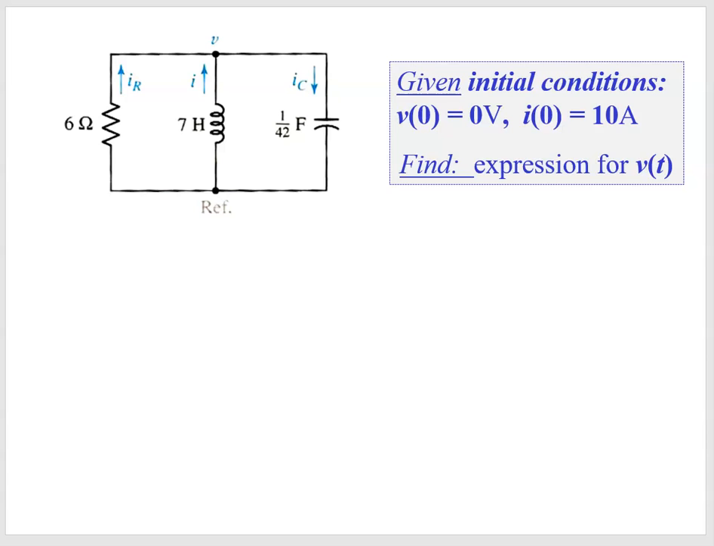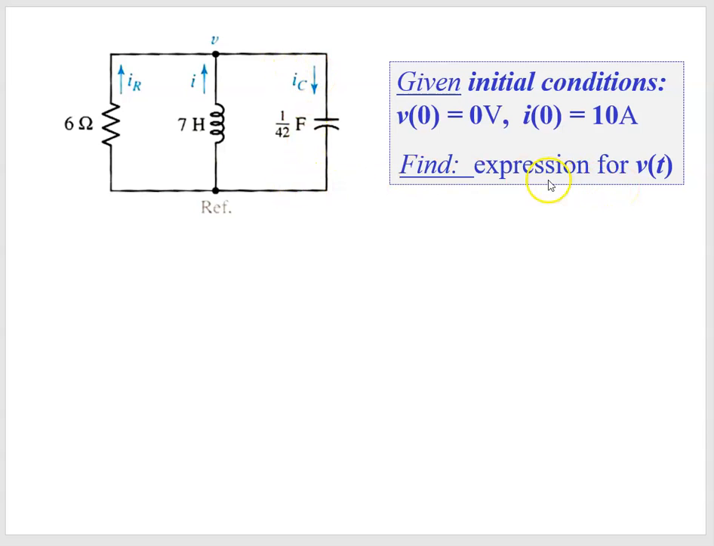Let's take a look at this problem. We have a parallel RLC circuit where we're given initial conditions for the voltage across the capacitor, which is the only voltage in the circuit, and the current upward through the inductor. And we want to find an expression for this voltage, the only voltage in the circuit, as it changes with time.